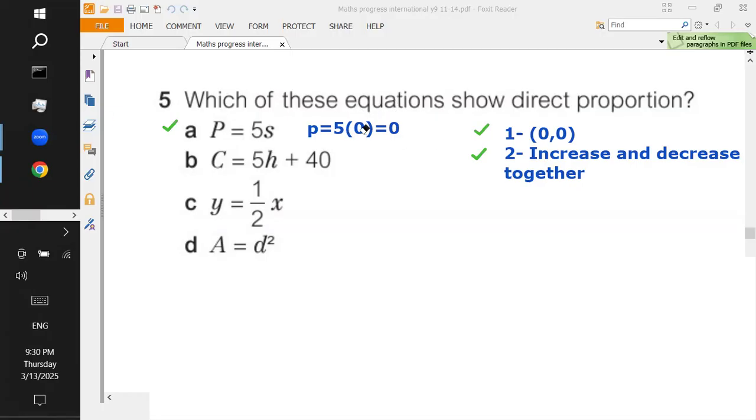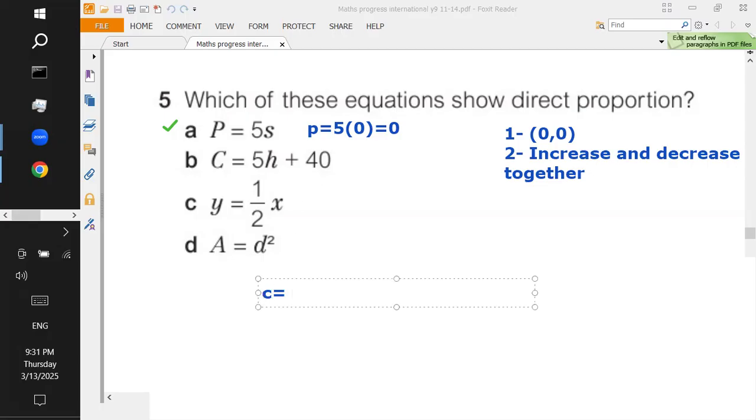And that's the idea of checking for direct proportion. First, you check the 0, and then you check the increasing and decreasing together. Now, let's take a look at B here. Let's check if it's direct proportion or not. I'm going to do A and B, and you'll do the rest. For B, same idea. I'm going to put 0 instead of the h, and then check the C. If it gives me a 0, it means it's good, and I'm going to check the second rule. So let's do it together.